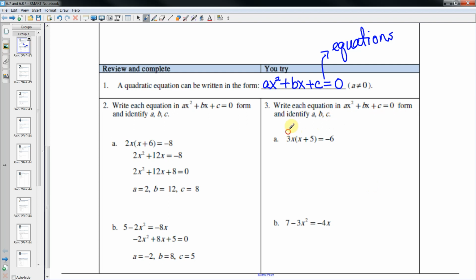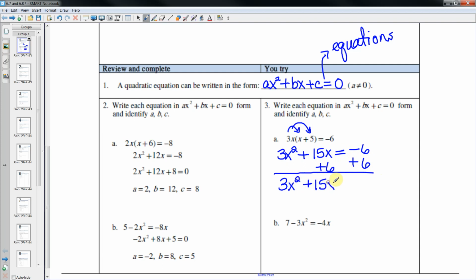So in order to do this first one, I need to clear the parentheses. So 3x squared plus 3x times 5 would be 15x equals the negative 6. And then I want to bring the negative 6 over with these other terms. So I'm going to add 6 to both sides. So 3x squared plus 15x plus 6 equals 0. So this would turn this into a quadratic equation. And again, on this one, a equals 3. If we want to identify those, they did that in the example, so we'll do that. B equals 15. C equals 6.